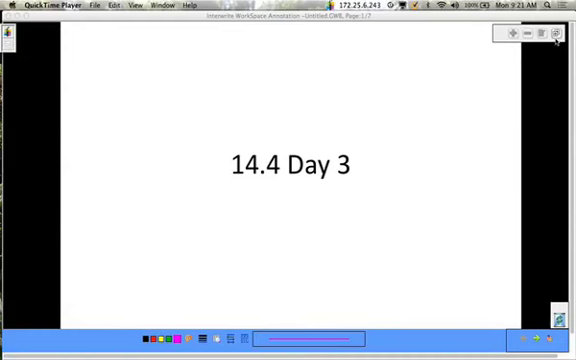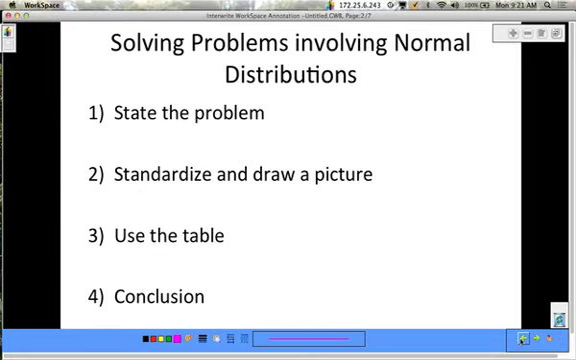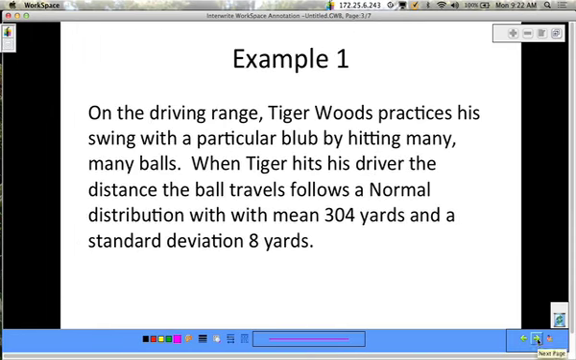Today we're going to take a look at section 14.4, the third day of it, and we're going to start applying what we have learned from the first 2 days of section 14.4. So the first thing we're going to do is go through a little checklist about solving problems with normal distributions. The first thing you want to do is state the problem. What are you trying to answer? Standardize and draw a picture. So with your normal curve, what are you looking at? We'll use our table and then see what we can conclude.